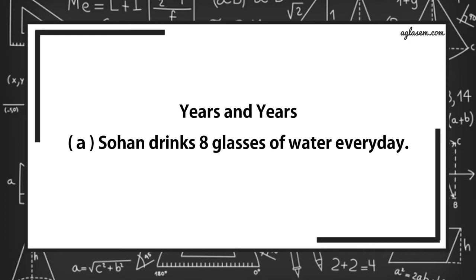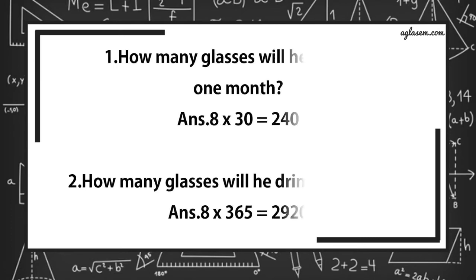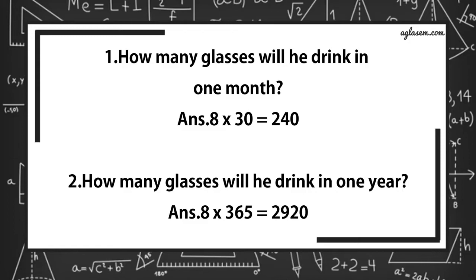Here part 1 says Sohan drinks 8 glasses of water every day. Question number 1 says how many glasses will he drink in 1 month? Answer is 8 multiplied by 30, that will give you 240. Further, second question says how many glasses will he drink in 1 year? Answer is 8 multiplied by 365, that will give you 2920.